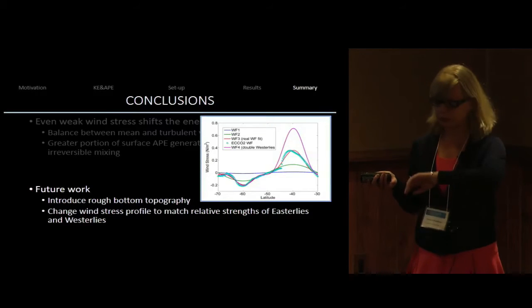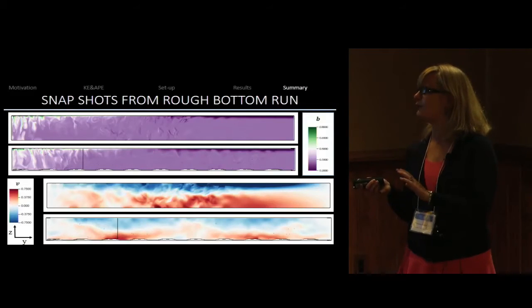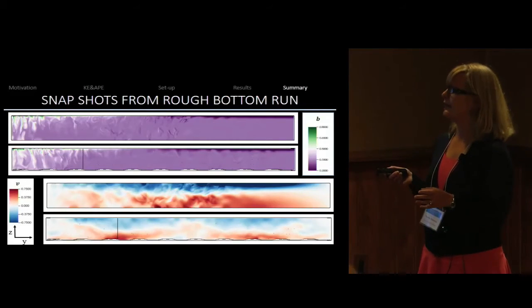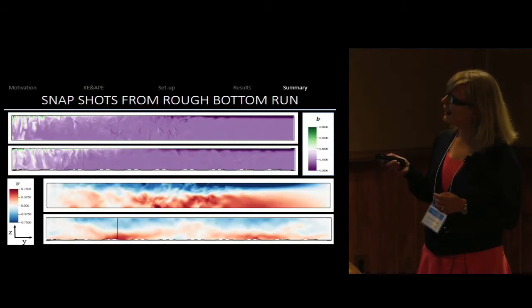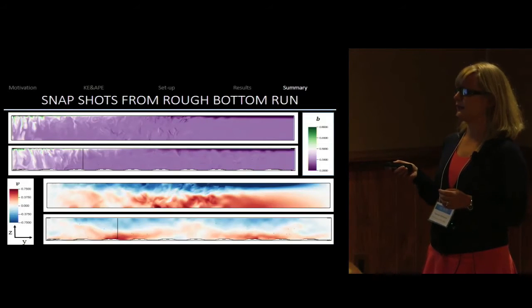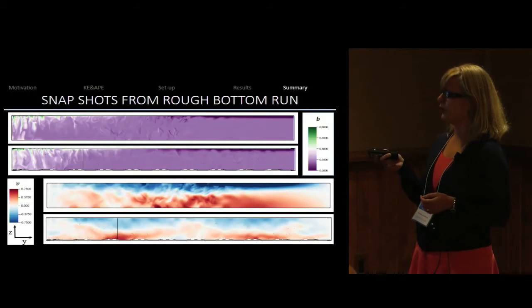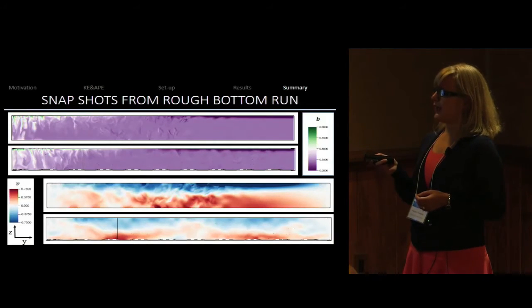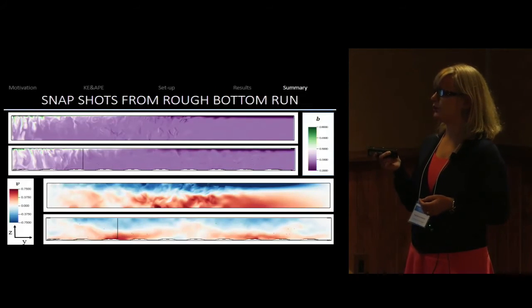Since I have maybe one or two minutes, I'll just show snapshots of my rough bottom run. This has not at all run to the end yet, but this is the flat bottom run, and this is the rough bottom run at the same time. The buoyancy field looks a little more mixed, but the striking difference is in the velocity in the y direction. The red is water flowing to the right, and blue is water flowing to the left. So you see that you have a lot more energy dissipation when you introduce rough bottom topography.